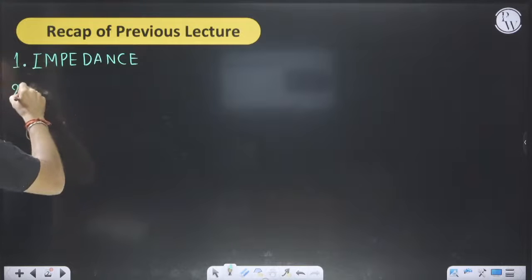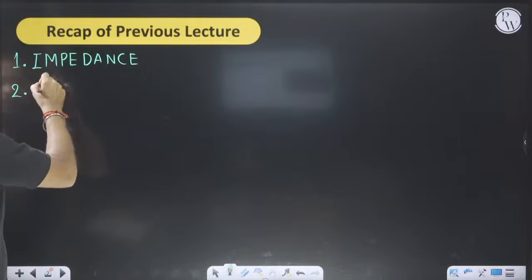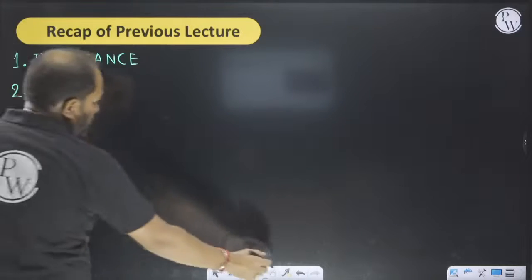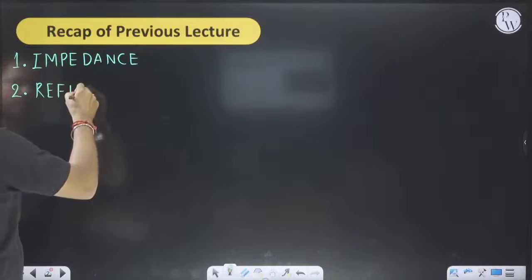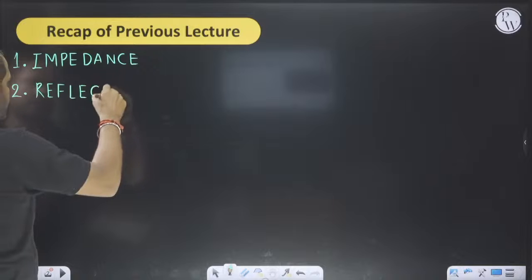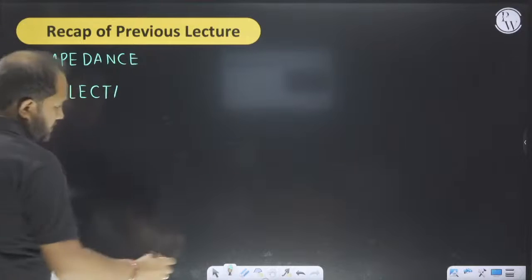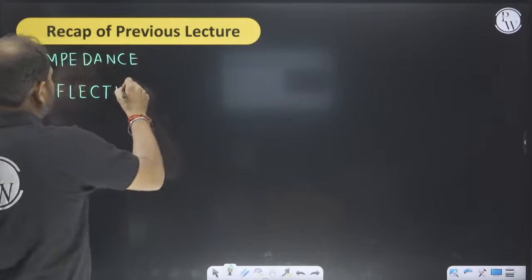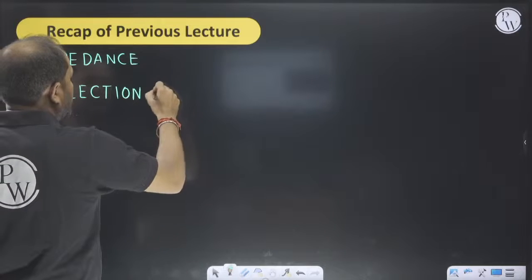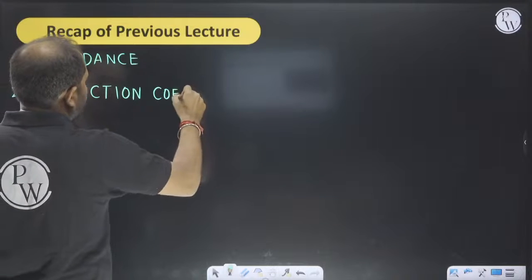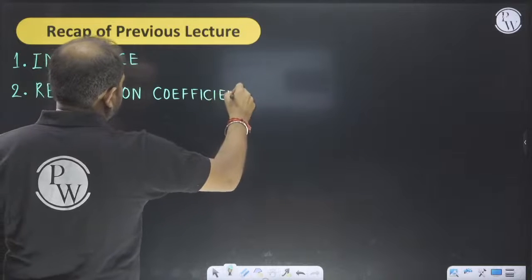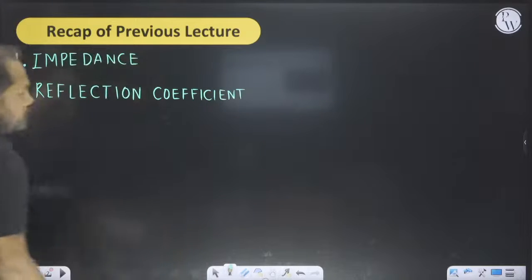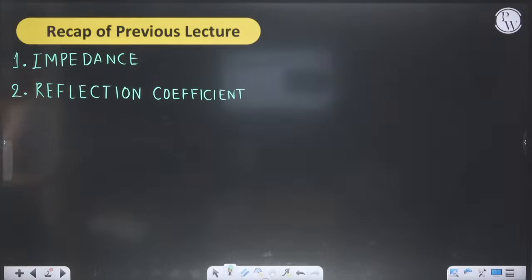And second, we are going to discuss the reflection coefficient. Tomorrow we will discuss questions regarding this impedance and reflection coefficient. So today we will study only this part, the reflection coefficient. So these are the two topics which we are going to discuss today.